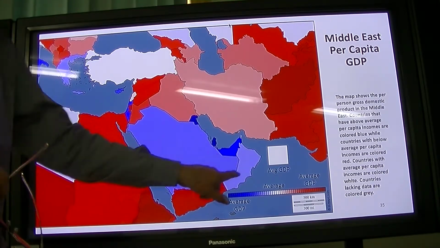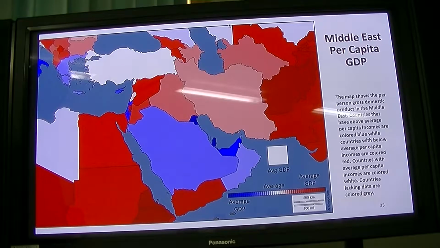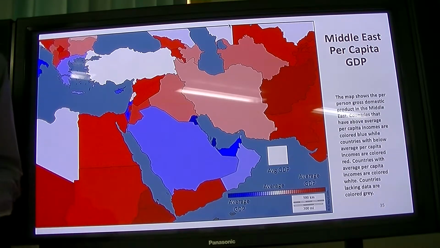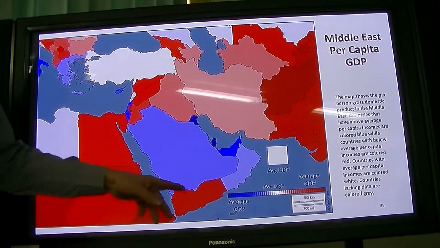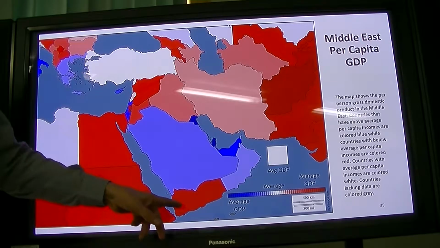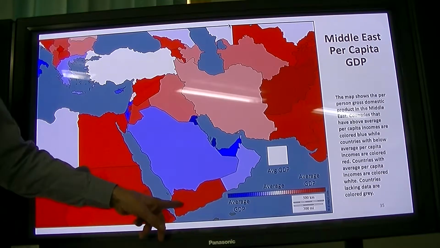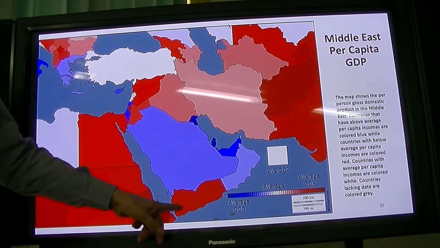Oman here, a little bit above the global average. And then you have the countries that don't have a lot of natural resources in the Middle East. They're much poorer. That is Yemen. Yemen, terrible civil war going on there.